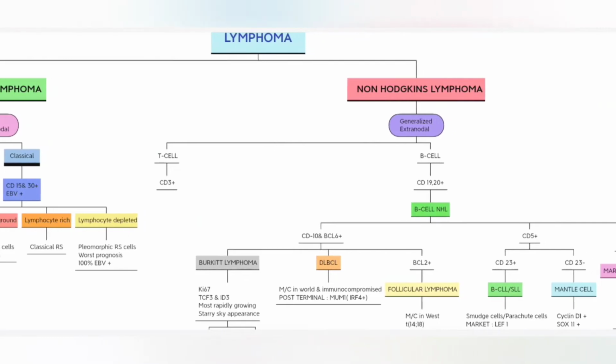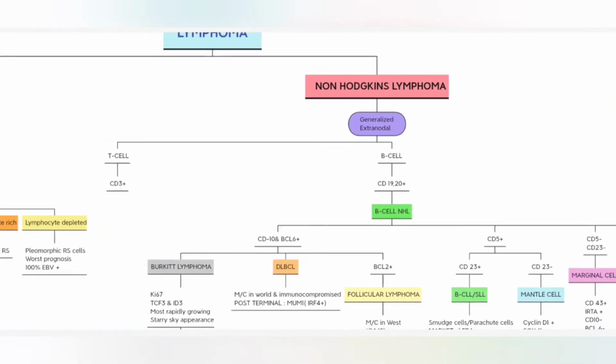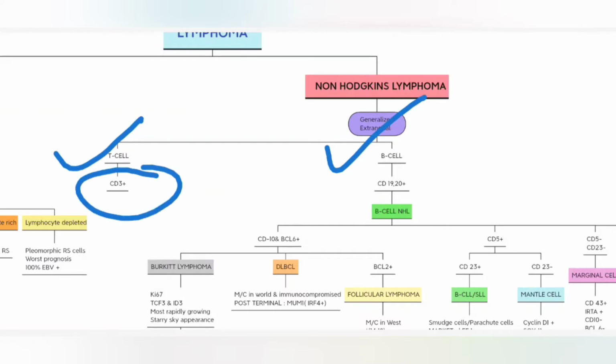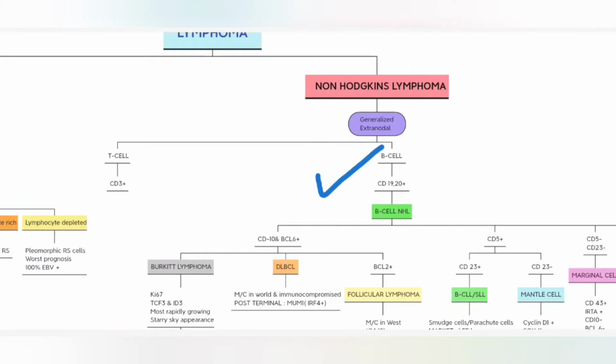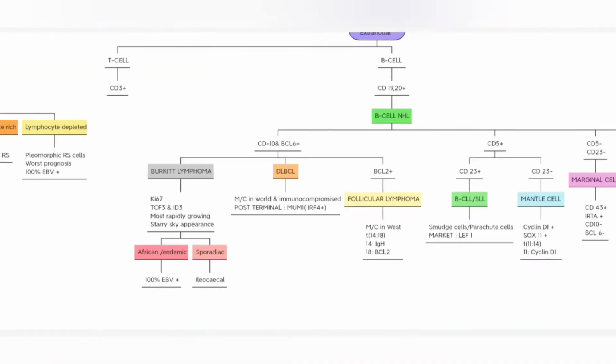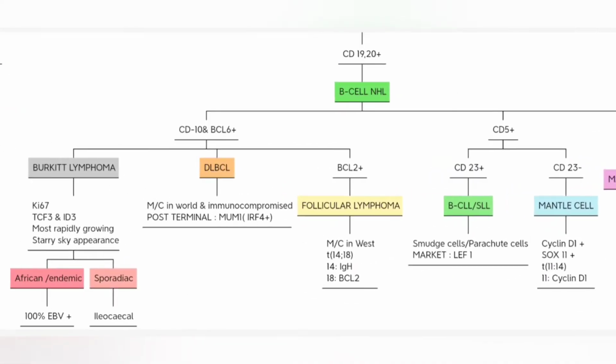Now let's talk about non-Hodgkin's lymphoma. Remember, it can be T cell or B cell. In T cell, it will be CD3 positive. For B cell, we'll have CD19 and 20 positive. Now let's talk about B cell non-Hodgkin's lymphoma.